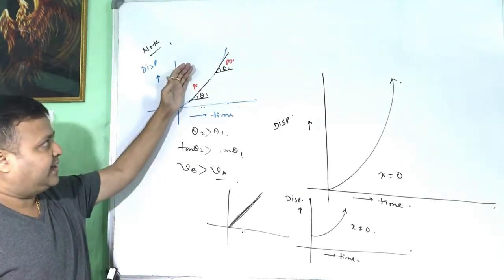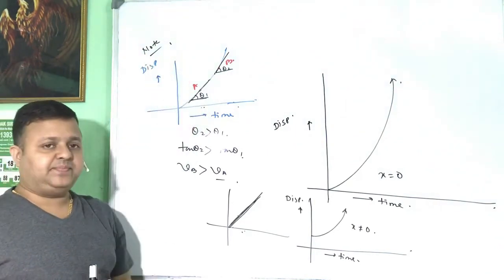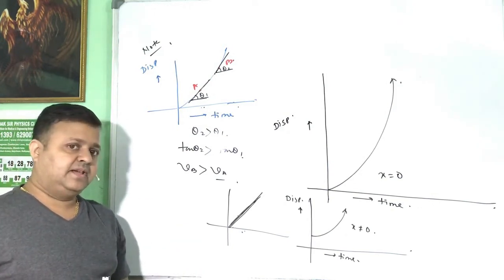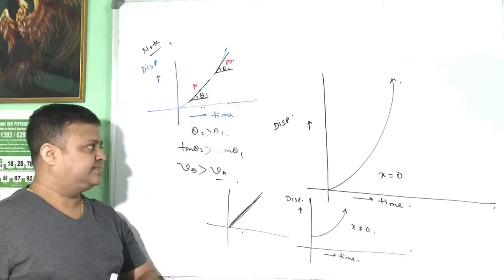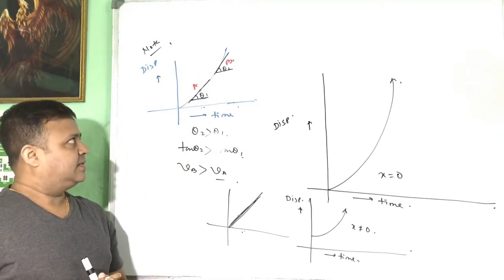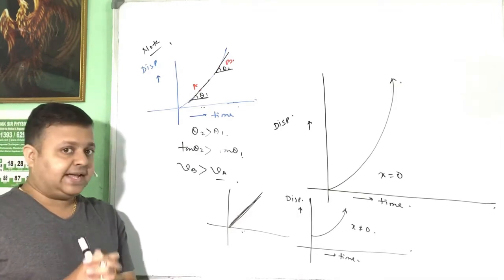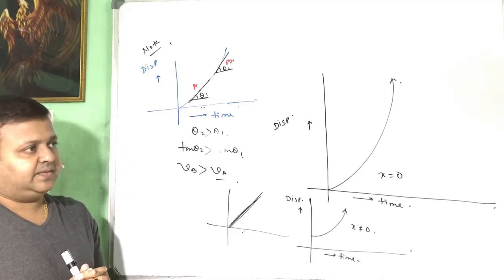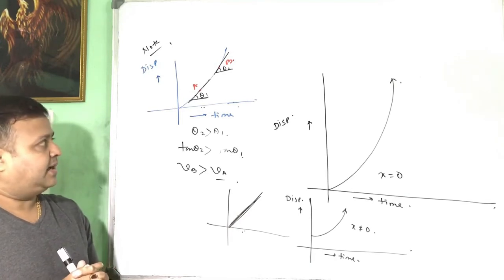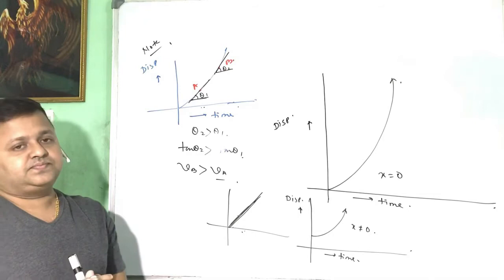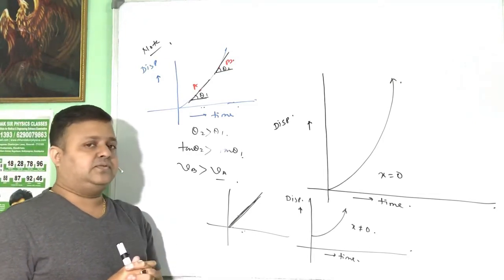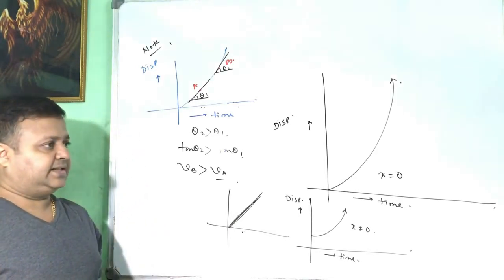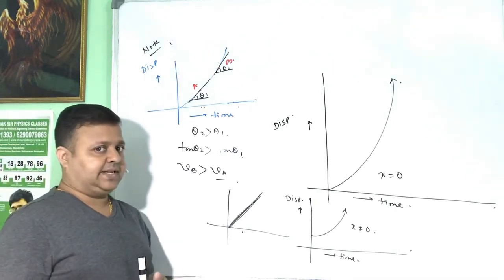For any type of curve, consider two points A and B. If we draw the tangent at point A and B separately, then it gives the angles theta 1 and theta 2 respectively with respect to the x-axis.